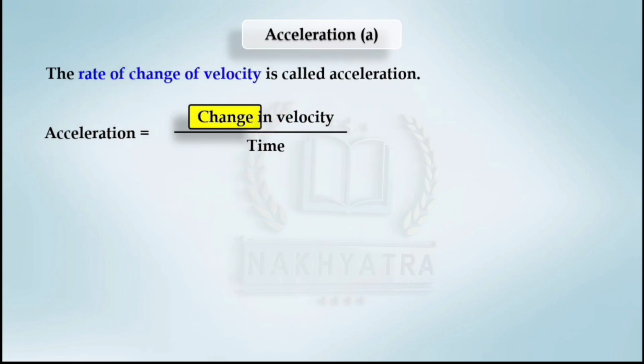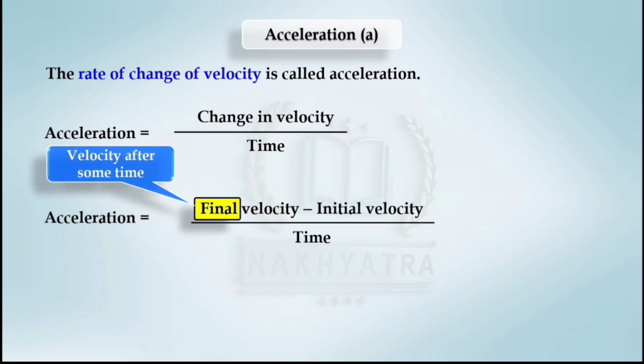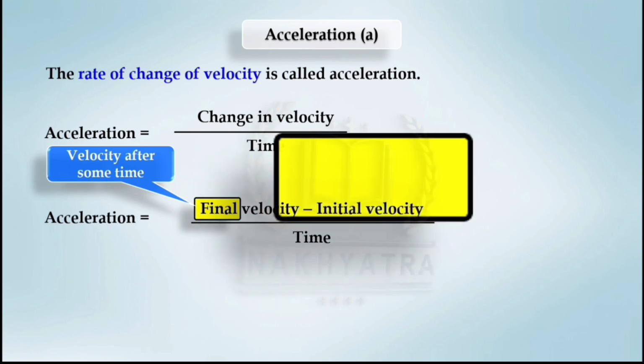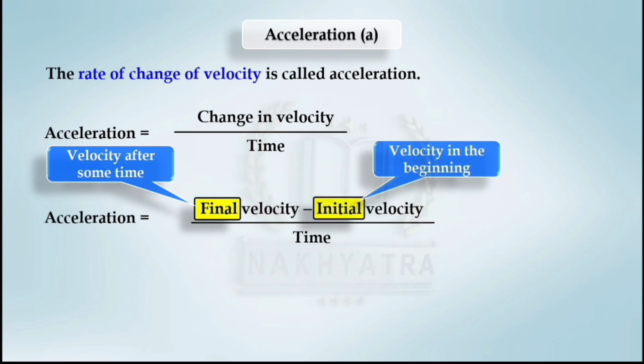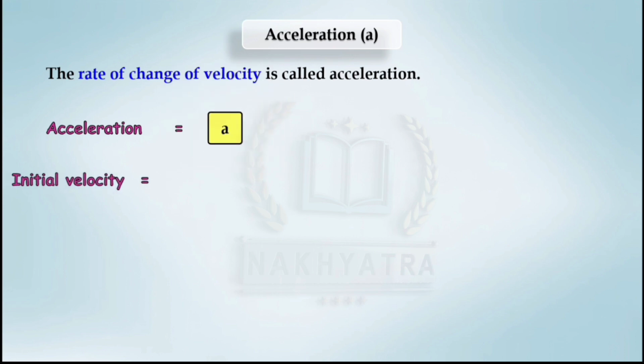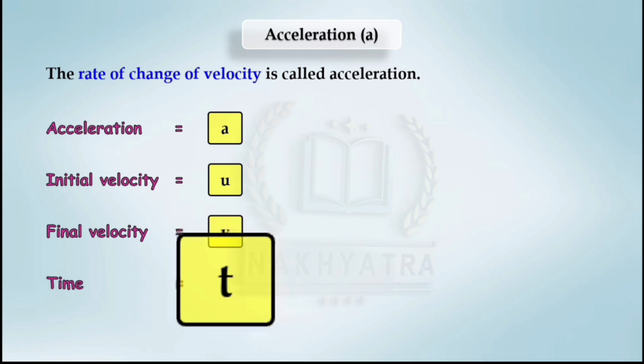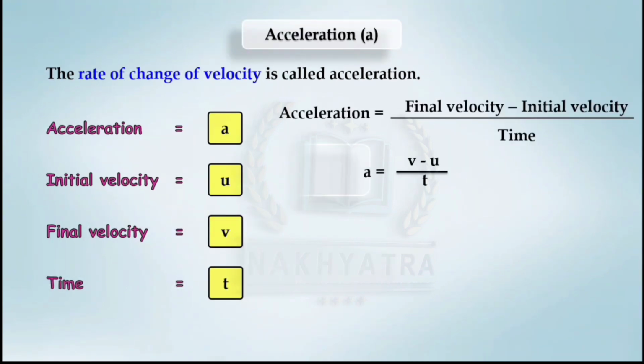Here change means difference in velocity. So acceleration equals final velocity minus initial velocity divided by time. Here the final velocity means the velocity after some time and the initial velocity means velocity in the beginning. Now acceleration is denoted by small letter a, initial velocity small letter u, final velocity small letter v, and time t. So acceleration a equals (v minus u) by t. So this is an important formula for finding out acceleration. You can note it down.